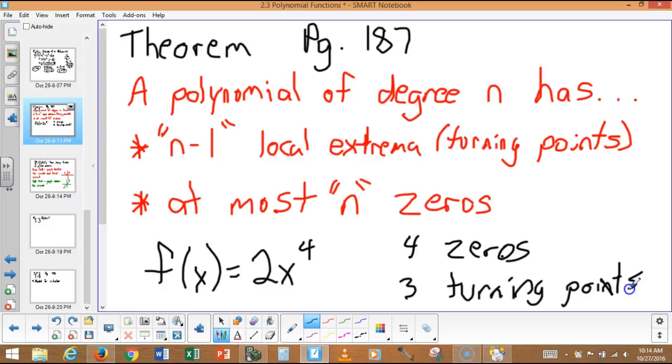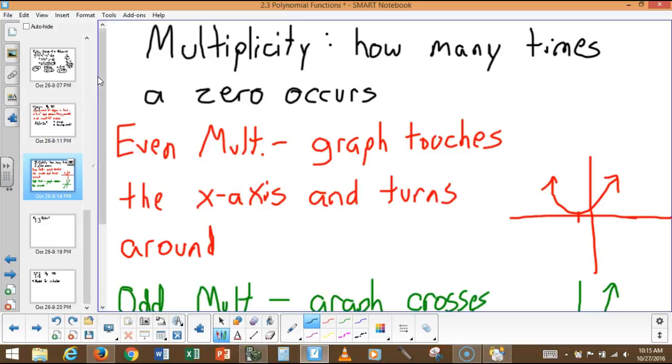Now, there doesn't necessarily have to be 3 turning points. There doesn't have to be 4 zeros. This just tells us how many at most we would have. When we're talking about the zeros of the function, we can also talk about the multiplicity, which is basically saying how many times a zero occurs.